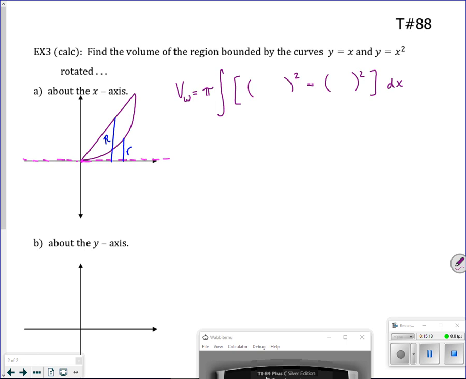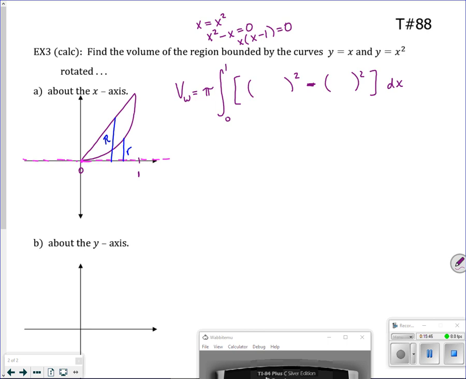It says calculator, but again, if it says setup, you could do this setup without a calculator. So if I set x equal to x squared, of course I get x squared minus x equals 0. I factor out an x, and I would get my bounds to be 0 and 1. So I certainly could do that. So my bounds here. Now let's look at big R and little r.